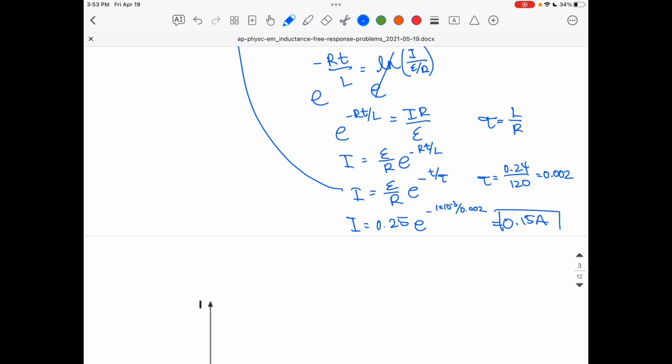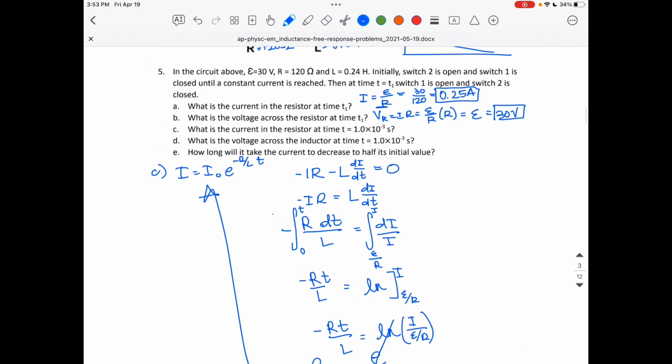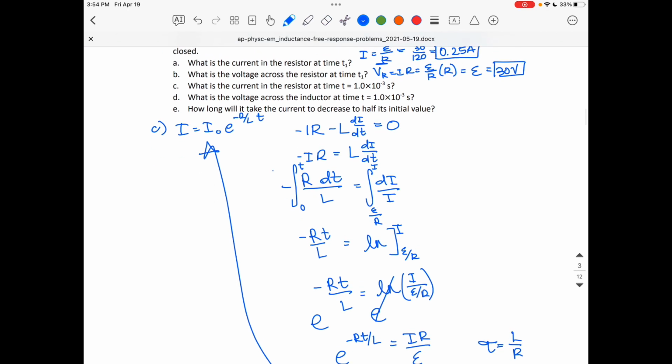Okay, so again, if you want to have this memorized, you can plug it straight into the equation, but if you do the derivation, it'll be something that you can apply to any type of circuit, whether it has one resistor or other elements within it. Okay, so the answer to that is 0.15 amps. I'll add it in here.